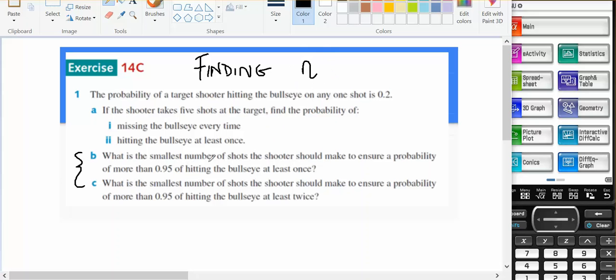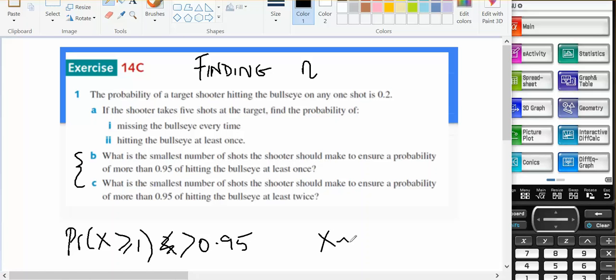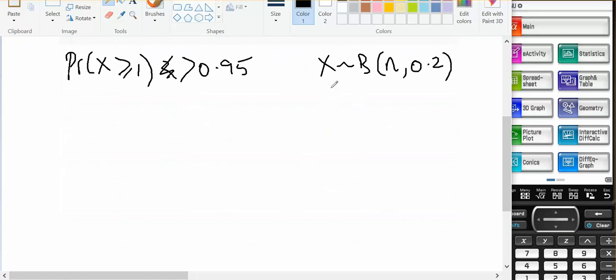What is the smallest number of shots the shooter can make to ensure the probability of more than 0.95 of hitting the bullseye at least once? So the probability that x is at least once is more than 0.95, where x is binomial, n is the number of shots, and the probability of success is 0.2. So the problem is I don't know what n is. So how do we do this by hand?